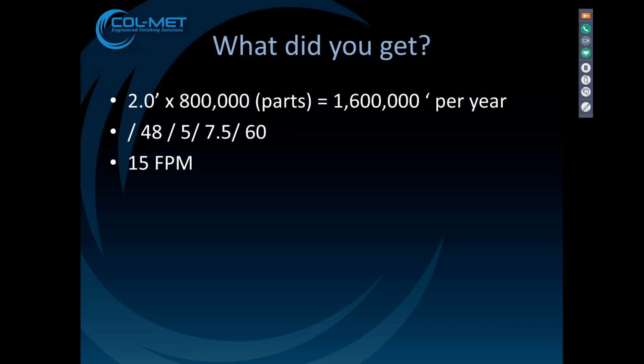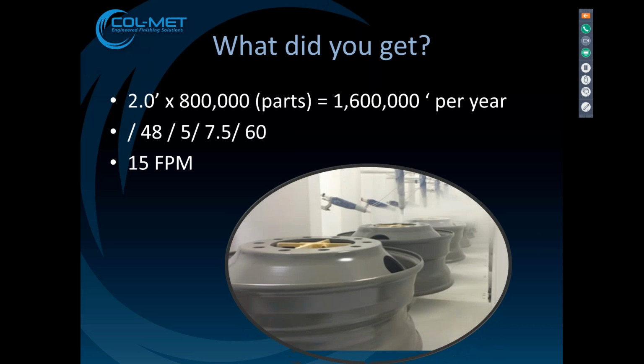If we take that and divide it by 7.5 hours per shift, that equals 889 feet per hour. If we take the 889 feet per hour and divide that by 60 minutes per hour, we come up with 14.8 or 15 feet per minute. And that's a picture of our wheels being coated on the flat line.